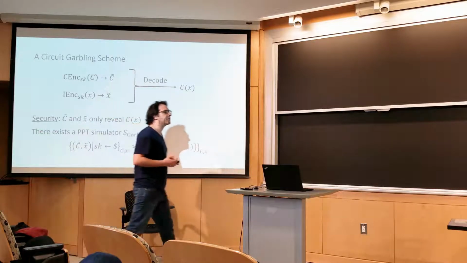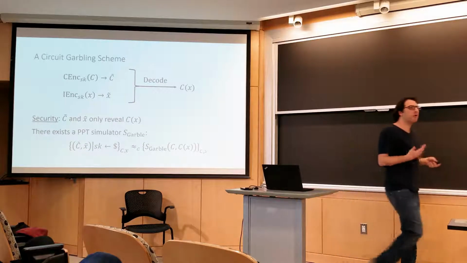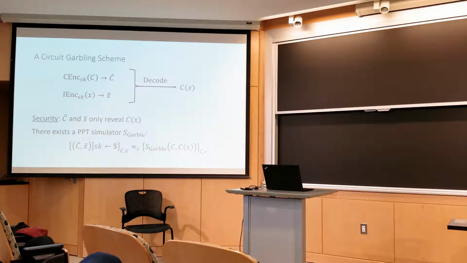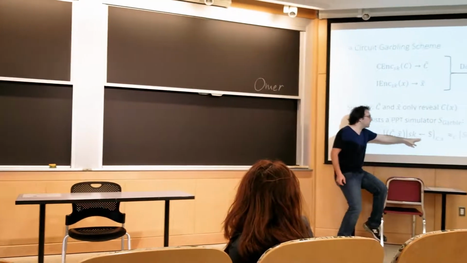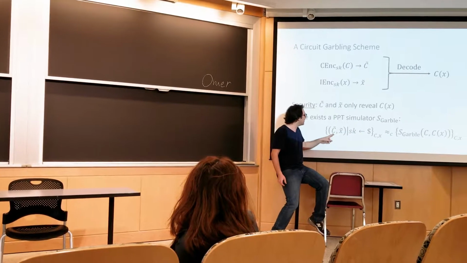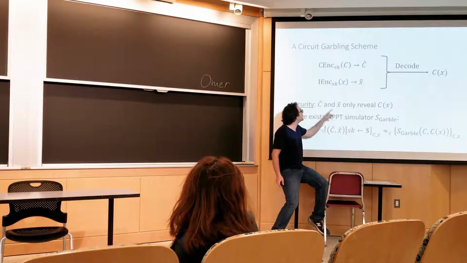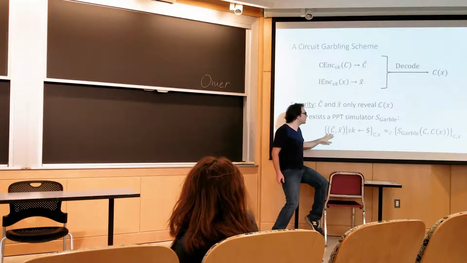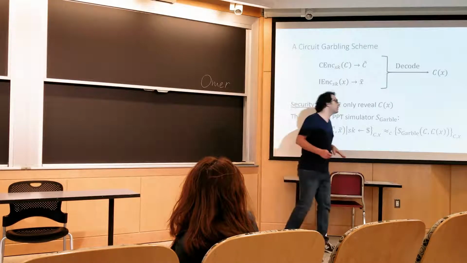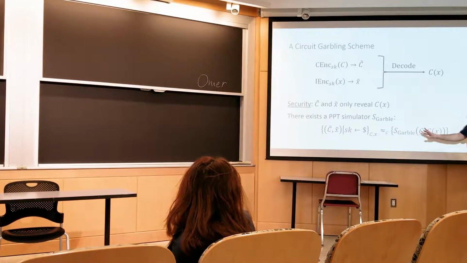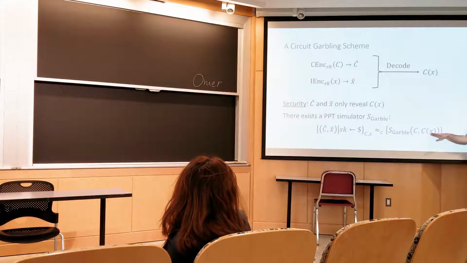So how do we formalize this? We again use the simulation paradigm that we see over and over again. This is our way to capture these statements that no knowledge is revealed beyond something. Whenever we see such a statement, we formalize this using a simulator. So there exists an efficient simulator, S-garble, such that if you pick a random secret key, for every circuit and input, if you look at the garbled circuit and garbled input that are produced from these algorithms, this distribution can be completely simulated given only the description of the circuit, we're not trying to hide the circuit, and the output of the circuit on X. So we're not trying to hide the output, we want to be able to learn the output.